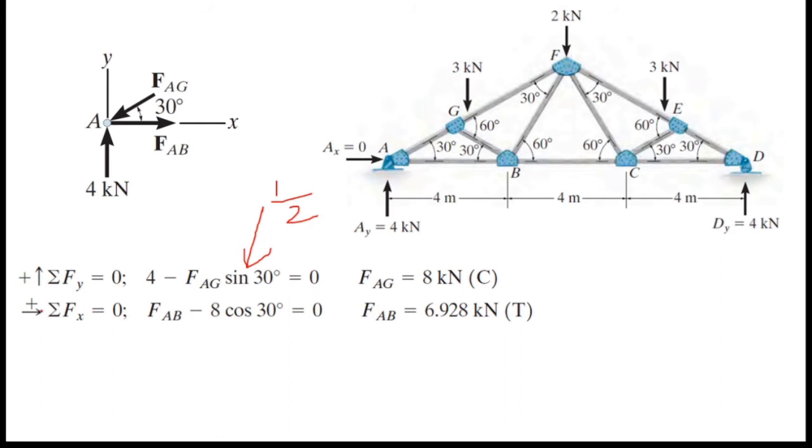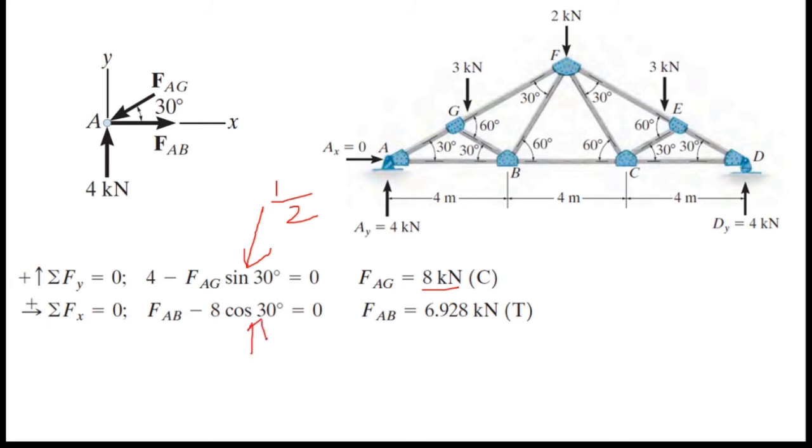Then I am going to take the sum of all the horizontal forces. So the first horizontal force is FAB, so I marked it here, minus the horizontal component of this FAG force, so that is FAG cos 30. Now I know the value of FAG, it's 8. I found it here and I substitute 8 instead of FAG and simplify it.